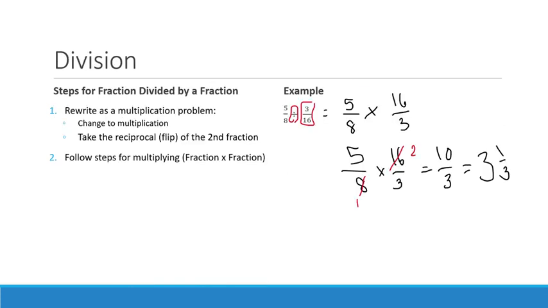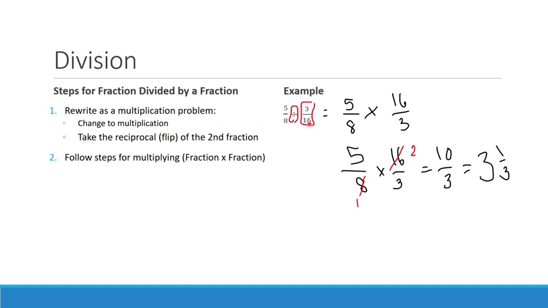Division is similar to multiplication. However, there's one additional step, and that's going to be the first step. So what we're going to do with the division problem is we're going to change it so that we can work it as a multiplication problem. To do that, we're going to flip the second fraction or take its reciprocal, and then we're also going to change the operation to multiplication.